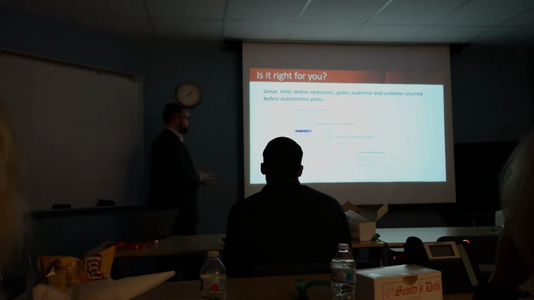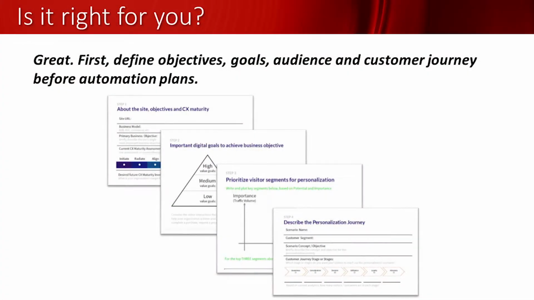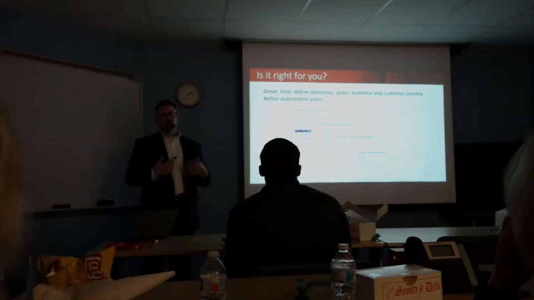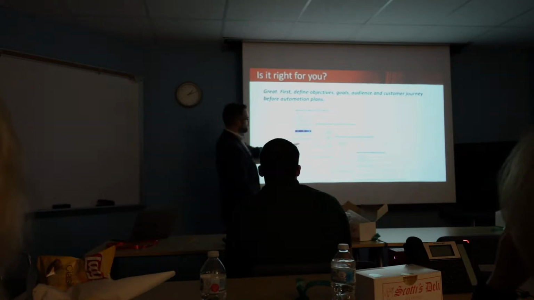So the Personalization Planner, I would say up to step 4, because there's, I believe, 6 or 7 steps of that. Up to step 4 is absolutely critical to going into a marketing automation tool like Sitecore 9. Because these things are going to be CXM maturity, define what your maturity is, define what your site objectives are, things like that. And then going through a digital goals assessment.